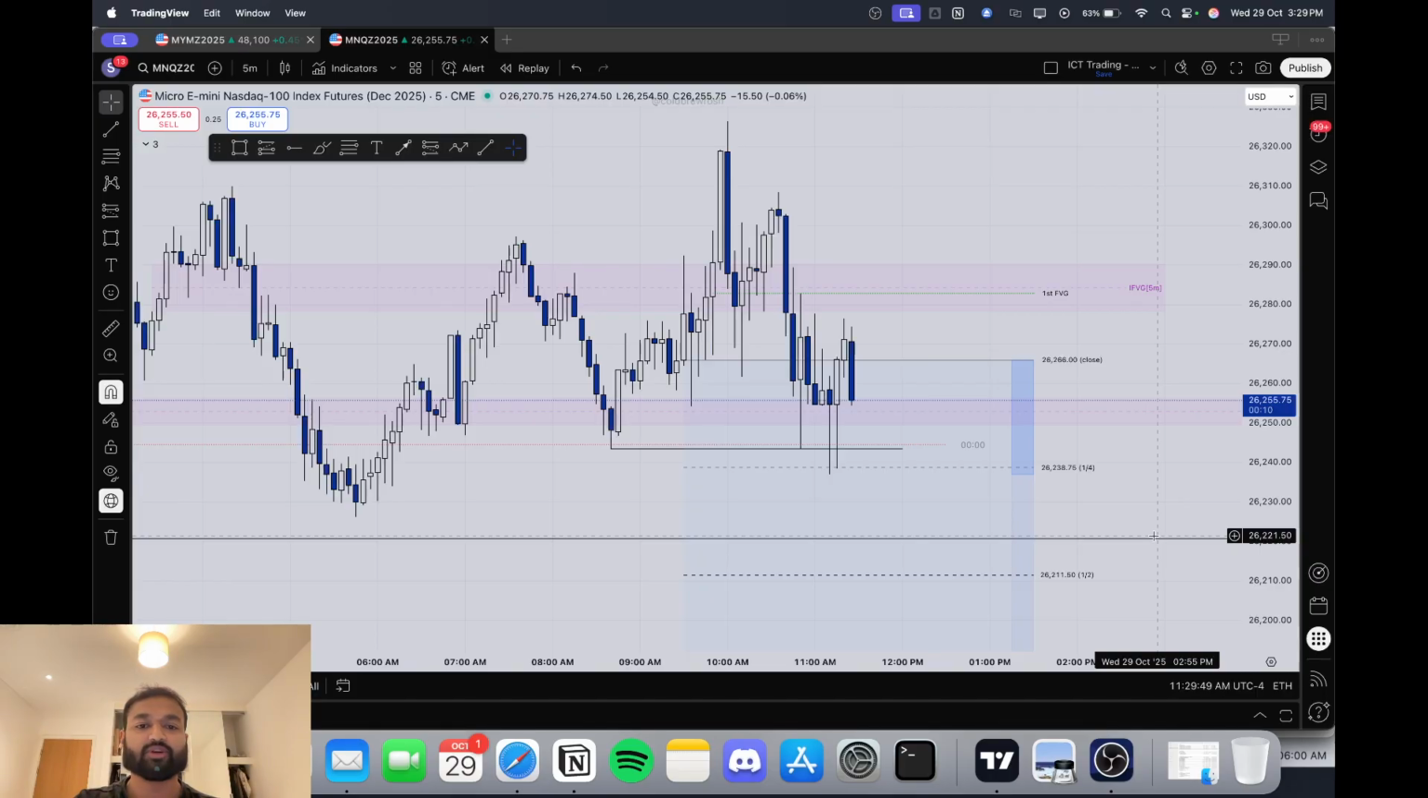So what happens if FOMC is at 2 p.m.? We run it back lower to take out all of this, and that's exactly what I had in my game plan. So I'm watching this wick high, and I'm also watching this fair value gap that we could retrace into. On the 4 hour, I marked it with gradient.